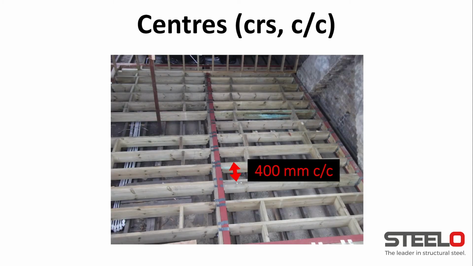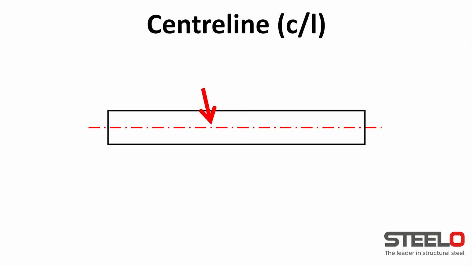You might come across abbreviation of C/C or CRS, and that basically means that this is the distance from center to center. So if there is a timber floor with timber joists and it's 400 millimeter CC, that means that each timber joist needs to be 400 millimeters from center to center. For steelwork, you would normally refer to CL, which is basically the center line.